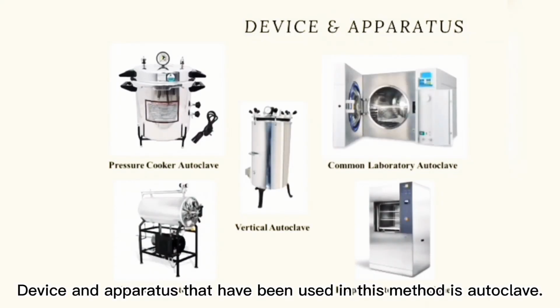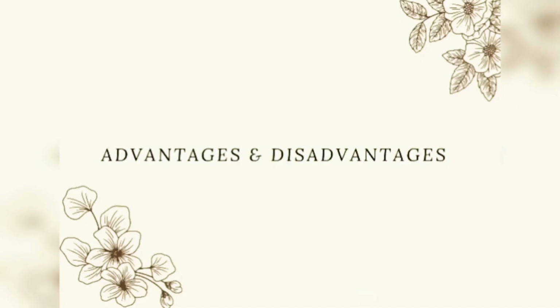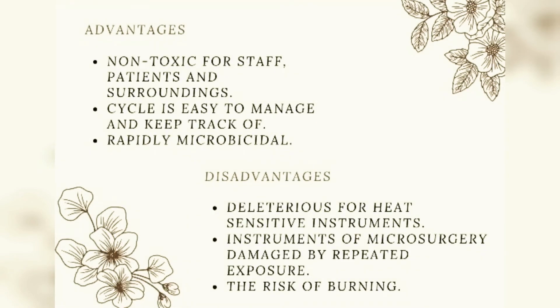The device and apparatus that is used in this method is the autoclave. The advantages of this method are that it is non-toxic for staff, patients and surroundings. The cycle is easy to manage and keep track of. And lastly, it is rapidly microbicidal. The disadvantages of this method are that it is deleterious for heat-sensitive instruments, instruments of microsurgery are damaged by repeated exposure, and lastly, there is the risk of burning.